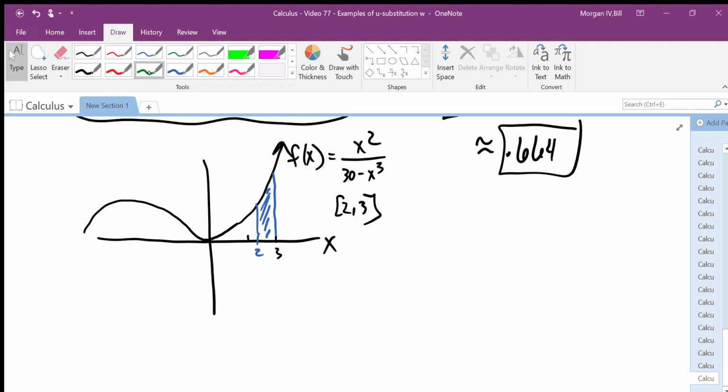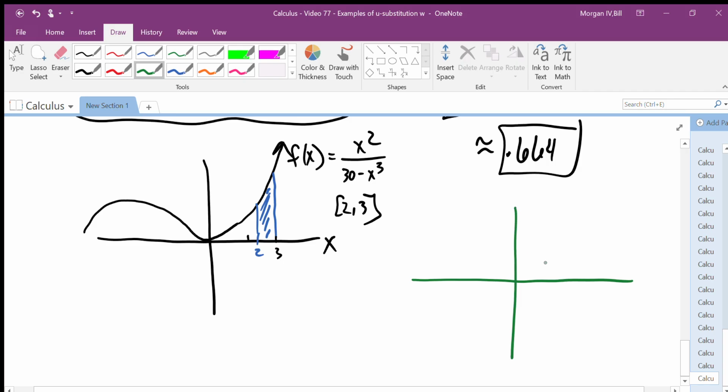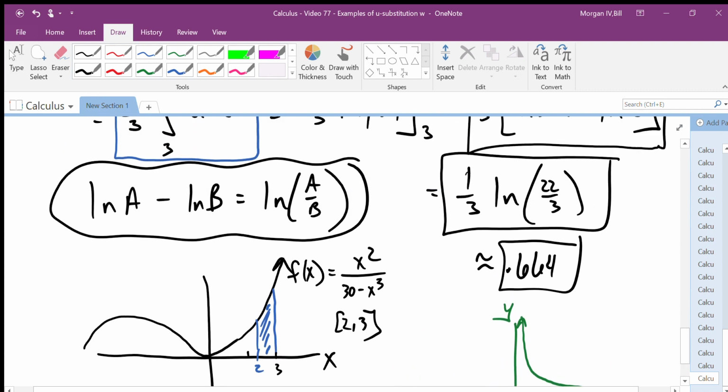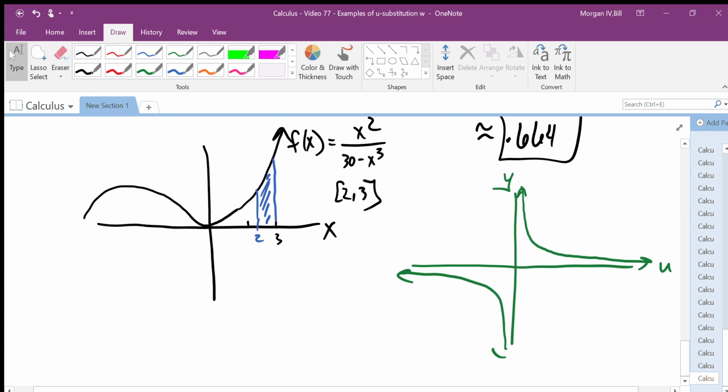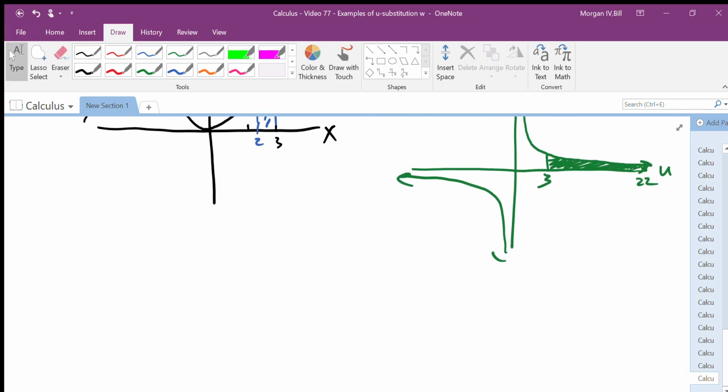That looks something like this. 1 over u, and then 1/3 makes it even smaller. It looks like this. These are now a u axis here and a y axis here, going from 3 to 22. 22 is probably way over here. We get this area. Very different looking graphs, very different regions, however, same area. Okay, last one for this video.